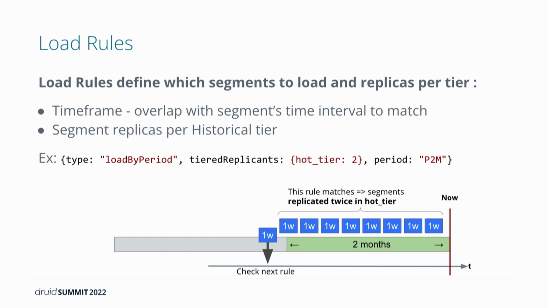to that, right? So in this case, we're saying load by period with a period of P2M, so 2 months. So all of these segments that in this example are 1 week long will match as long as they still overlap with those last 2 months, and they will get 2 replicas in the hot tier for each of those segments. So that'll be the result of this rule. If they're past those 2 months, then we'll check the next rule in the list.